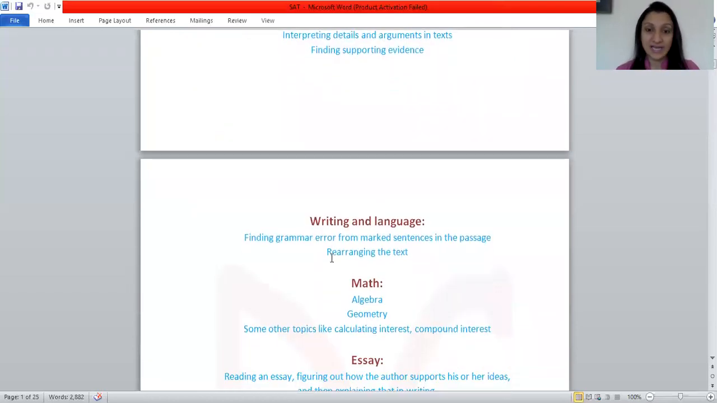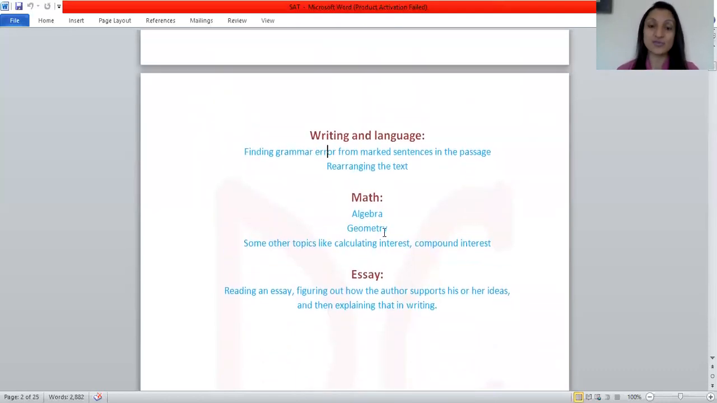Moving to the writing and language section, which is the second part of the verbal section itself. You have to, of course, work on grammar errors. You have to see that this part of the sentence is underlined, what's wrong and what's correct in this particular part. Sometimes the questions are also about rearranging the text. So this line goes somewhere else, this paragraph should not be here, this line should be added or not added. That's the grammar section.